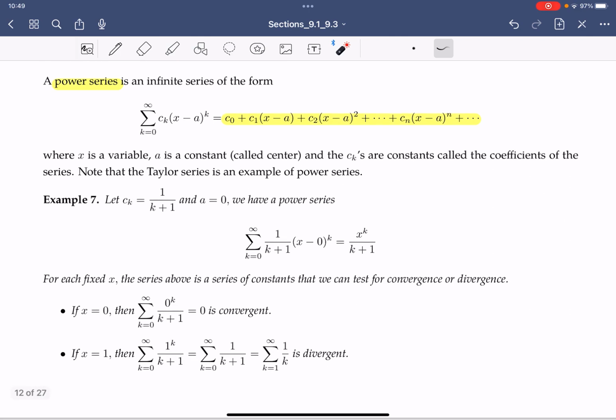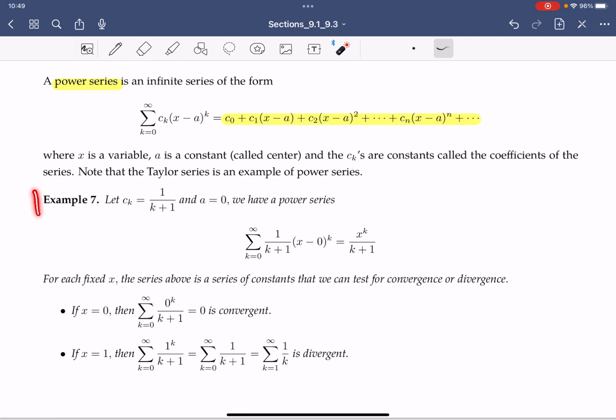What we are interested in here is, for the series we call a power series, when it is convergent and when it is divergent. If you plug in x equal to something, it is going to be convergent for some values, and divergent for others.